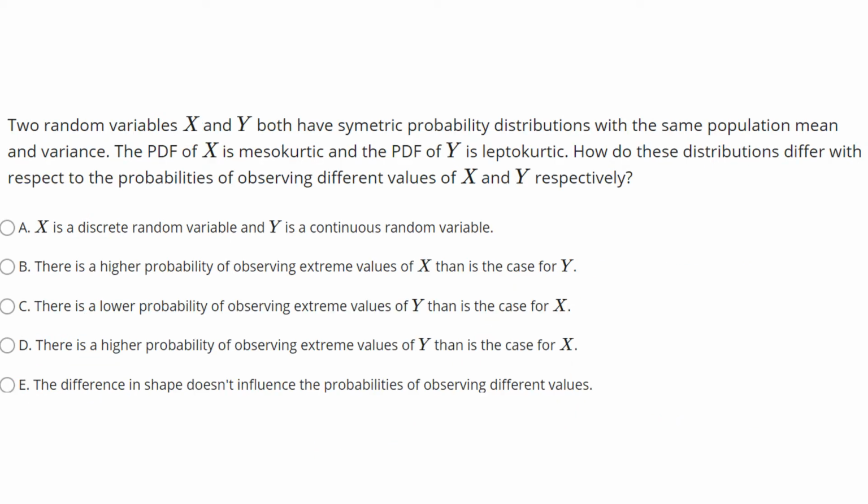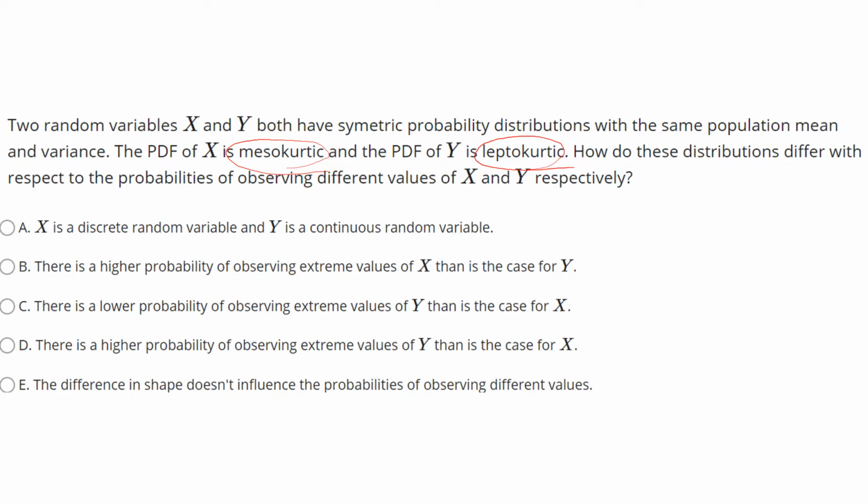Two random variables, x and y, both have symmetric probability distributions with the same population mean and variance. The PDF of x is mesokurtic and the PDF of y is leptokurtic. How do these distributions differ with respect to the probabilities of observing different values of x and y respectively? So that's a little bit of a complicated question, but the important thing to note here is the distinction between mesokurtic and leptokurtic. So all that's required is to know what the definitions of those two things are.